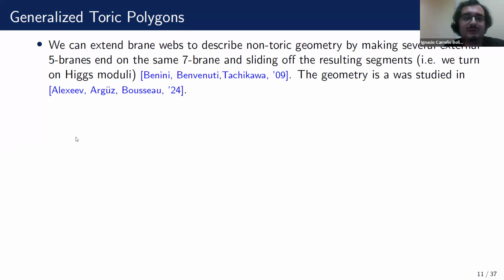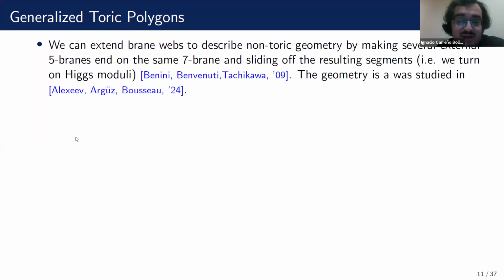Now, so far we've only talked about toric geometry, but we can go on to define so-called GTP theories from the brane web by forcing several fivebranes to end on the same 7-brane. This results in some segments that we slide off through to the Higgs branch. So this is equivalent to turning off the webs of hypermultiplets.